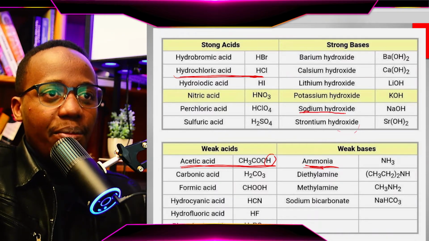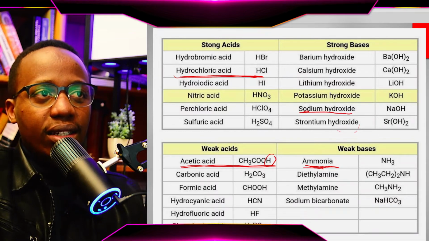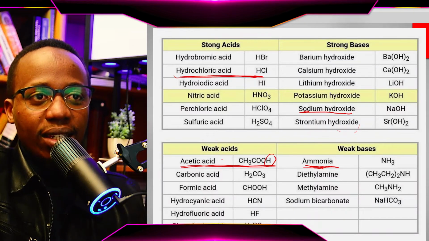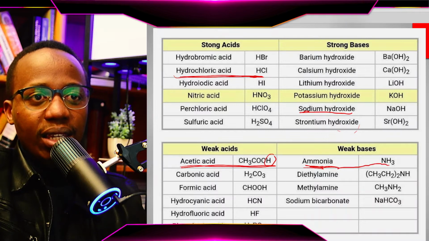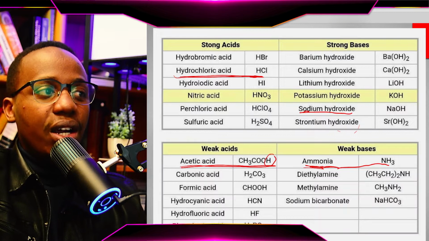These four are the most used as examples. HCl is a strong acid. NaOH is a strong base. Acetic acid is a weak acid. Ammonia or NH3 is a weak base. These are the model examples, but of course there are a lot of variations.